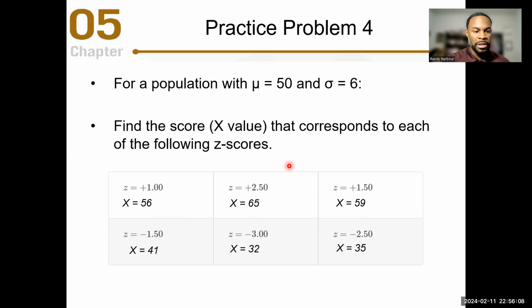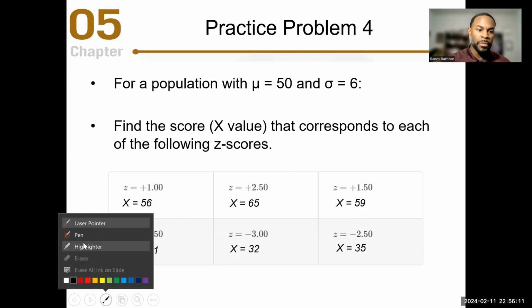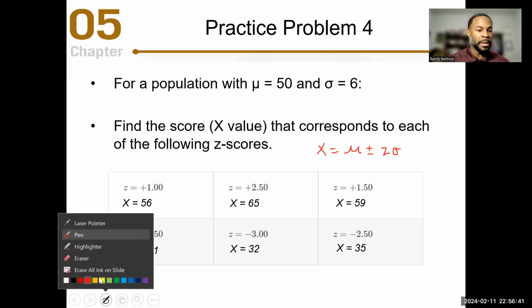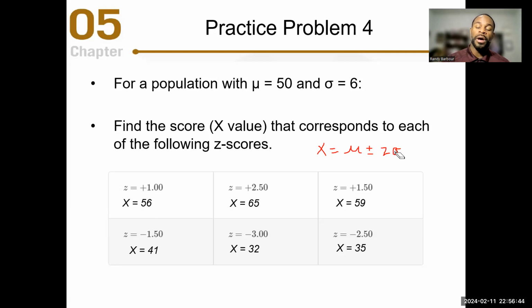Again, I'll write it here so you can see it again. So you would have your x equals your mean plus or minus your z times your standard deviation. That's the equation to find the x value that corresponds to your z-scores. All right, we'll go ahead and move on. But again, that is how you solve for your x values corresponding to those scores.